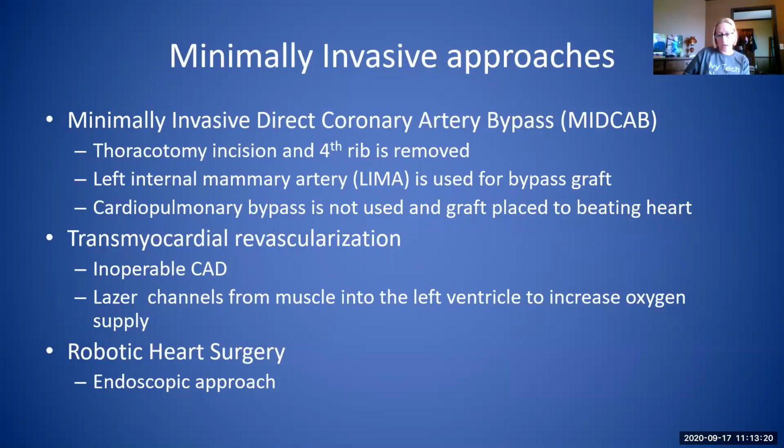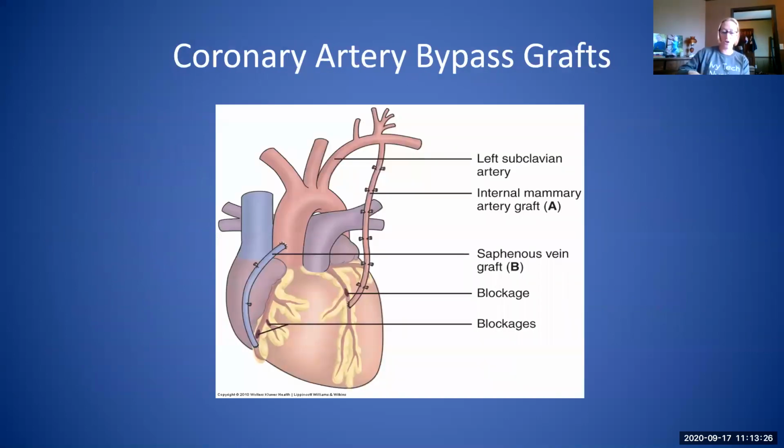And then there's robotic heart surgery. So that's the endoscopic approach. But again, I want you guys to focus on our traditional coronary artery bypass. So I mentioned the grafts, the internal mammary artery. You could use left or right. It tends to be the graft of choice because it's bigger and it just is more suitable for the coronary vessels. But the saphenous vein in the leg is also another option.